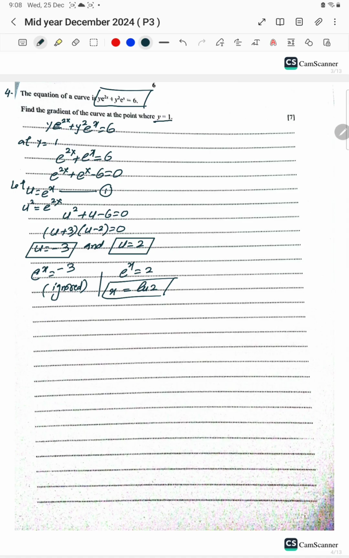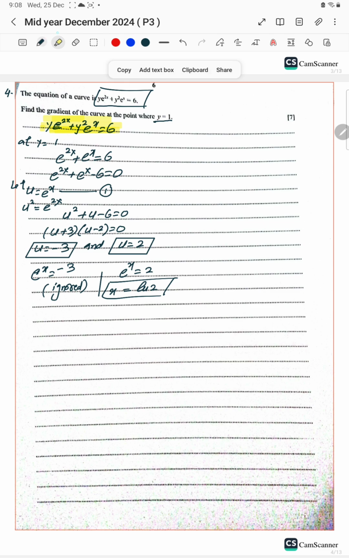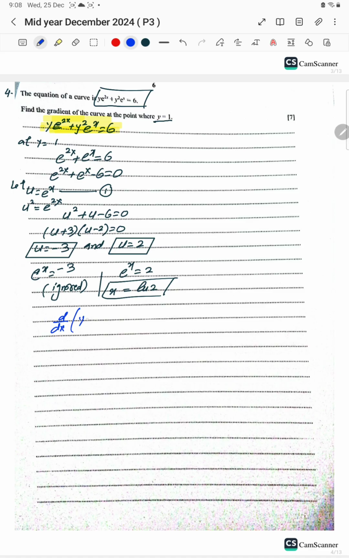Now for the gradient we need to differentiate this function, and here we will apply the product rule twice. So d by dx of y e raised to power 2x plus d by dx of y squared e raised to power x equals d by dx of 6. Here we apply the product rule, u times v, twice, so you know the rule well.